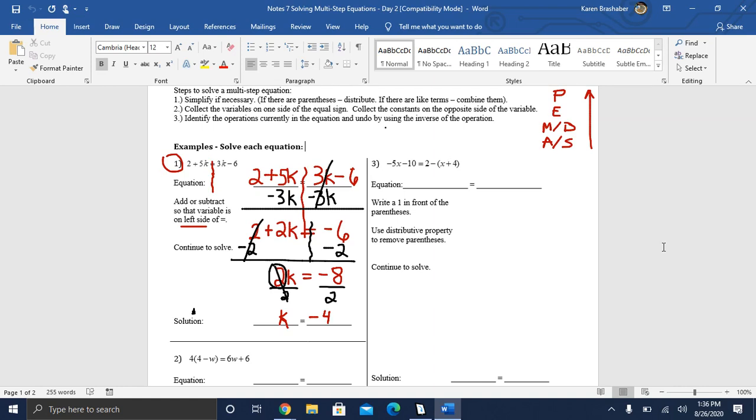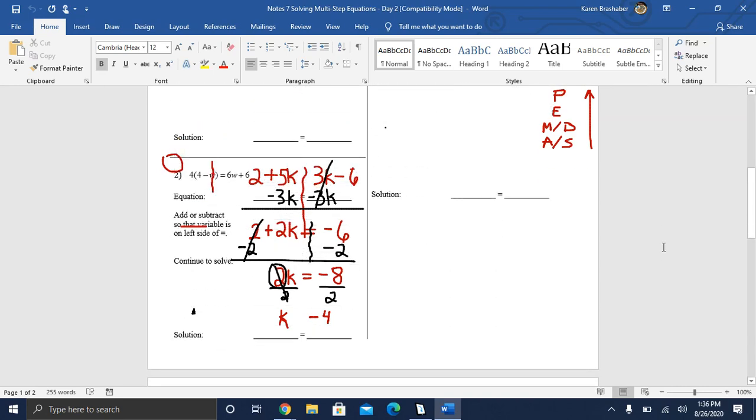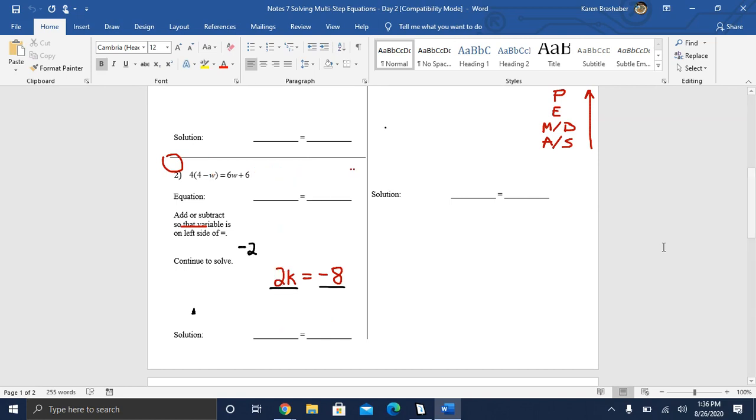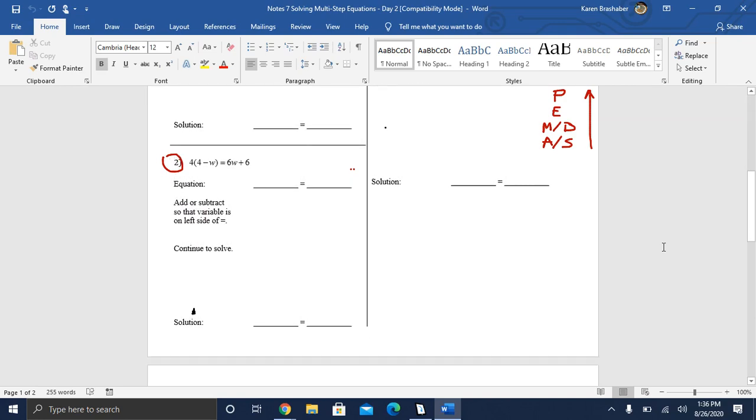Again, we had a variable on both sides of the equal sign, and that was my first step to get the variables onto one side of the equal sign. All right, we'll move on and look at problem number 2. And so for problem number 2, we have a parentheses on one side of the equal sign, and then on the other side of the equal sign, no parentheses.